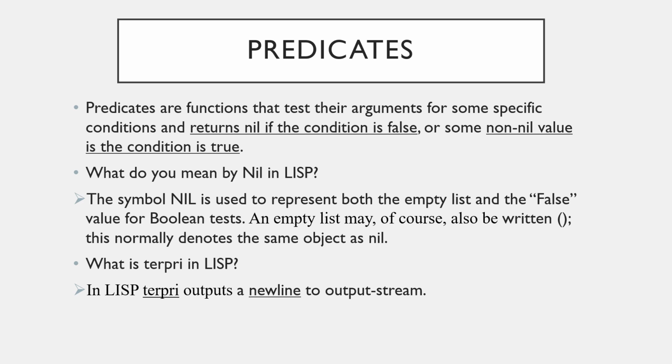Next point is what is TERPRI in LISP. This we will use in the example. So we will understand what you mean by TERPRI. TERPRI will always output a new line to the output stream. So when you use this in the program, you will get a new line.